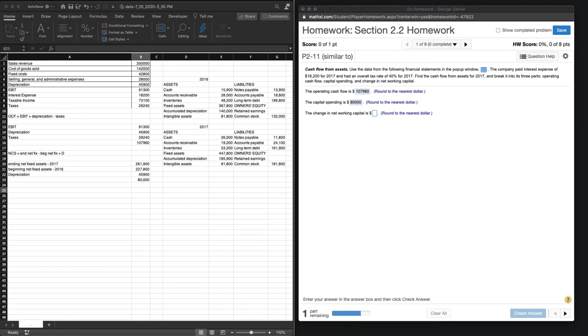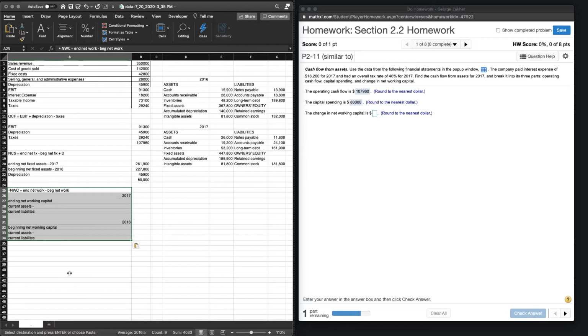Wonderful. Now we're on to part 3, figuring out the change in net working capital. Let me pull over some categories here, and then we'll explain it a little bit. Remember, our working capital is all about our current assets and current liabilities. The formula is going to be our ending net working capital minus our beginning net working capital. And if you recall, our working capital is going to be our current assets minus our current liabilities. Let's go ahead and get those values here.